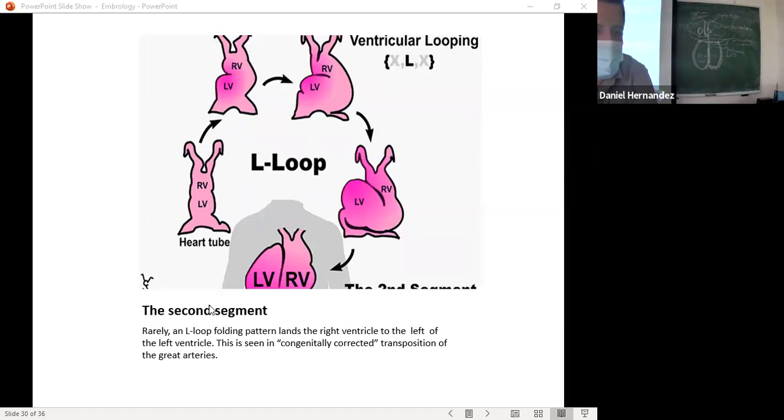So this is L looping. This is a folding pattern that lands the right ventricle to the left of the left ventricle and is seen in congenitally corrected transposition of the great arteries.